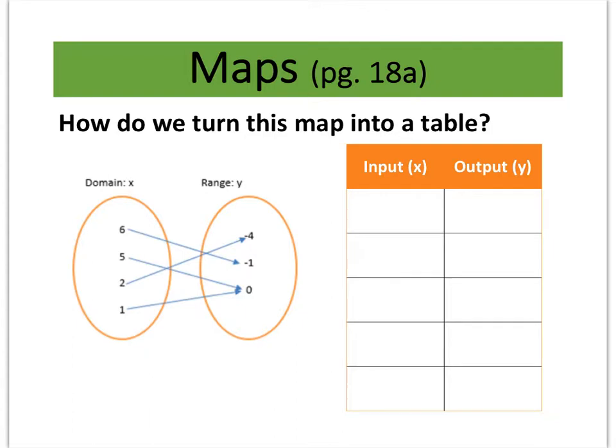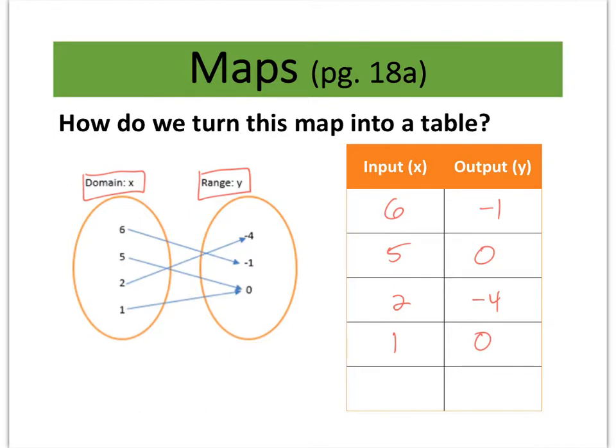So if I wanted to turn this map into a table, it's also really simple. Notice that I have new language up at the top, that X is also known as the domain and the Y is also known as the range. I just want to be consistent in knowing that inputs can be called domains and outputs can be called ranges. And just like an ordered pair, 6 goes to -1, so my input is 6, my output is -1. 5 goes to 0. 2 goes to -4, and you can see this with the arrows, and then 1 goes to 0, and that's all of the linkings that I have.